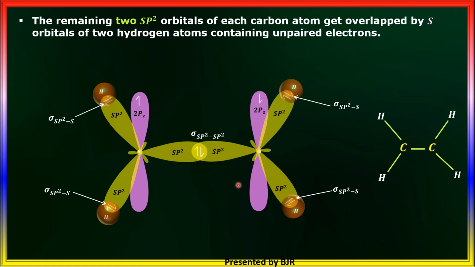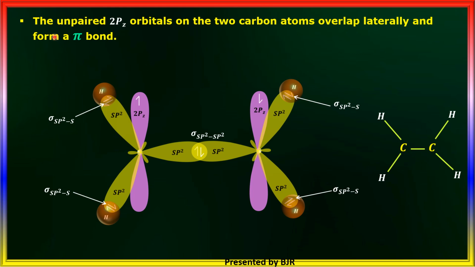And there are two unhybridized pz orbitals here. In each carbon atom, there is one 2pz orbital which is not hybridized. And these two unhybridized 2pz orbitals will overlap laterally and form pi bond. See here, the unpaired 2pz orbitals on the two carbon atoms overlap laterally and form a pi bond.